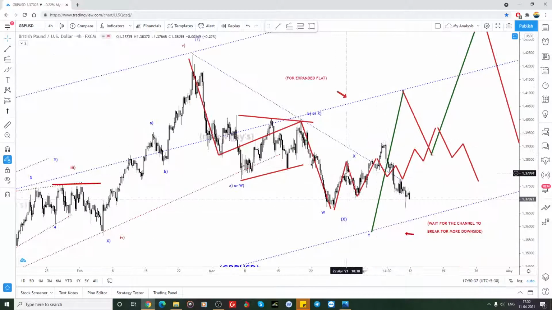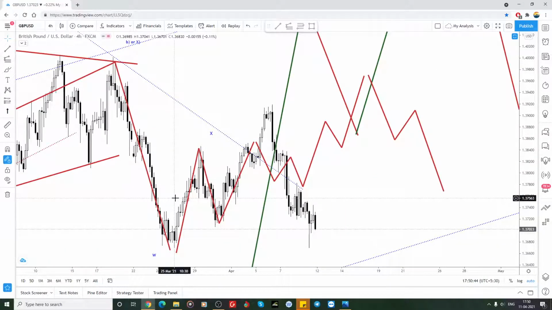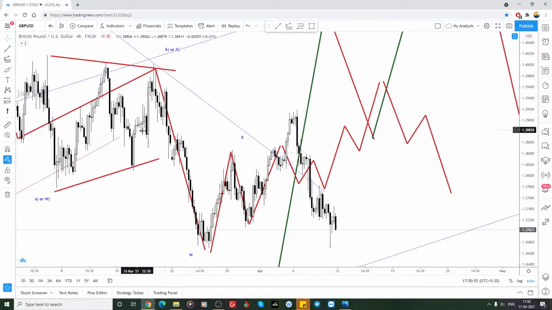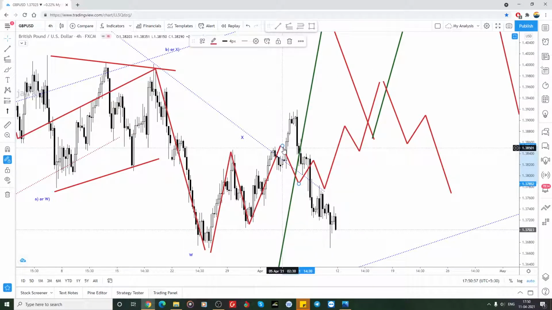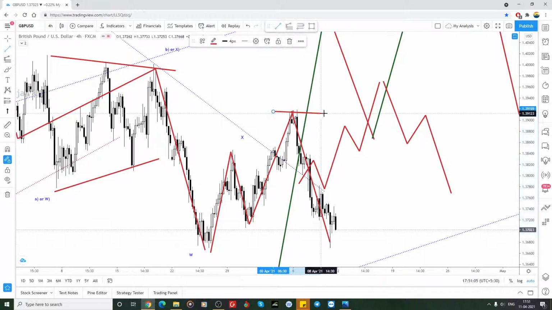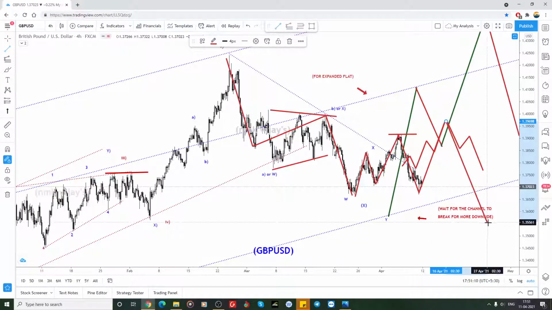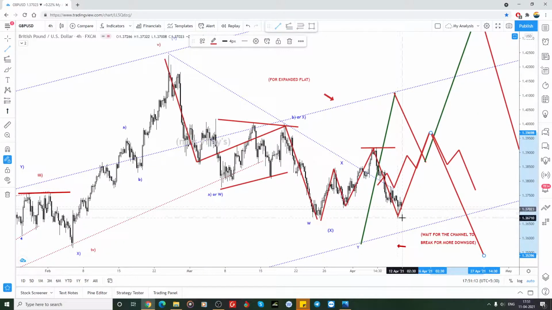So same structure. It's already broken the low. One second, 1.3670, 1.3669, it's already broken the low. So this could be a leading running or expanded flat, that kind of formation, and again it can break this, and then again it can come to the downside, because it's already broken this low.